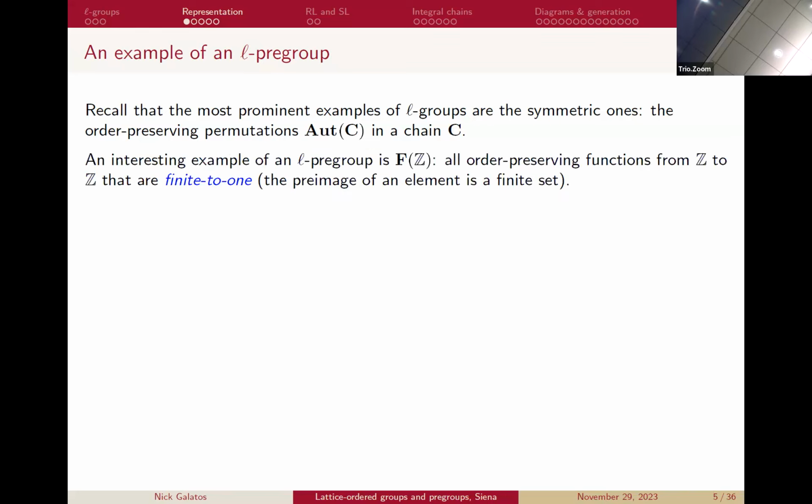Okay, so L pregroups now. How are L pregroups more complicated than this very well understood theory of L groups? There are tons of books written, conferences have been organized for years about L groups. How do we understand L pregroups?